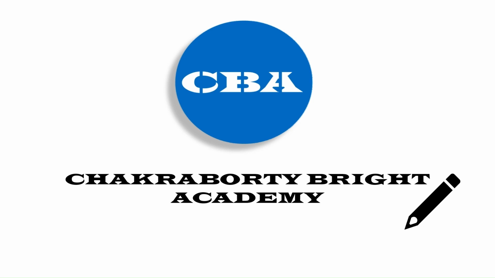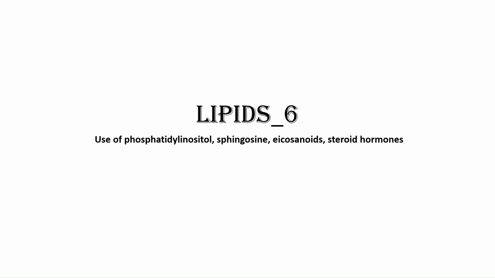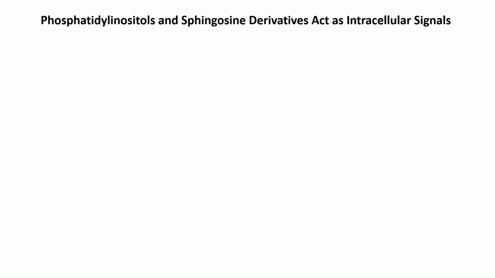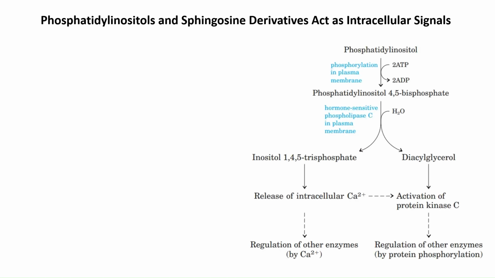Welcome back to my channel, and in this video we are going to learn about the use of phosphatidylinositol, sphingosine, eicosanoids and steroid hormones. So phosphatidylinositols and sphingosine derivatives act as intracellular signals. Now as you can see here, a pathway is shown of phosphatidylinositol that functions as an intracellular signal.